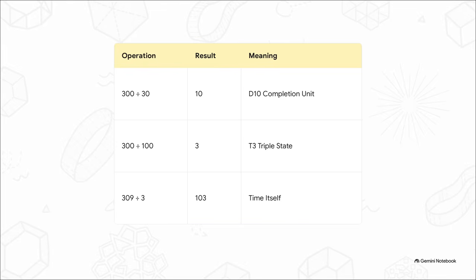Finally, take the total 300, divide it by 3, and you get 103, which corresponds directly to Surah Al-Asr, the chapter of time itself. These numbers lock perfectly before the topology breathes. It mathematically proves that 300 isn't just some random duration. It's a master matrix containing both the D10 orbits and the T3 fulcrum.